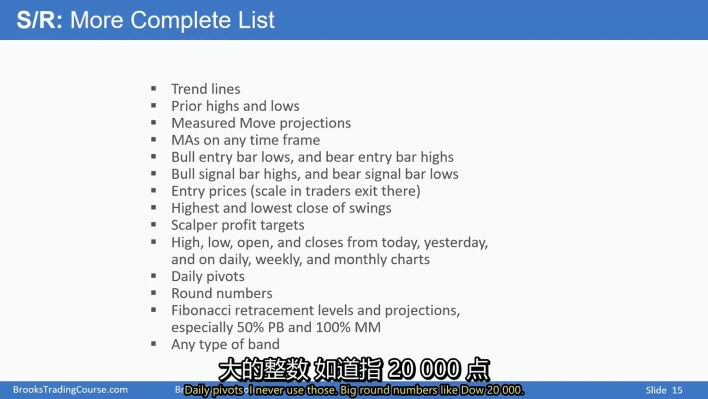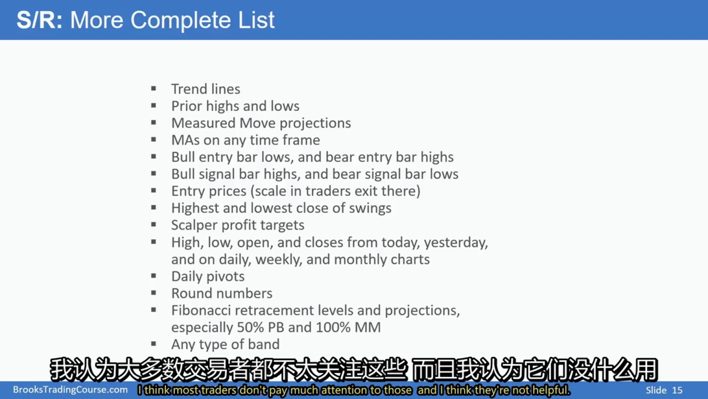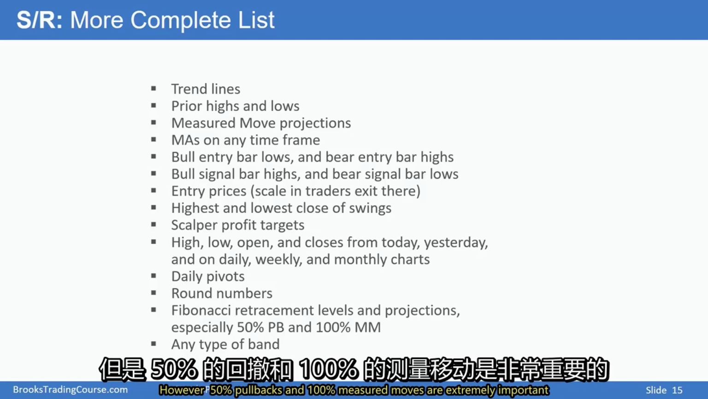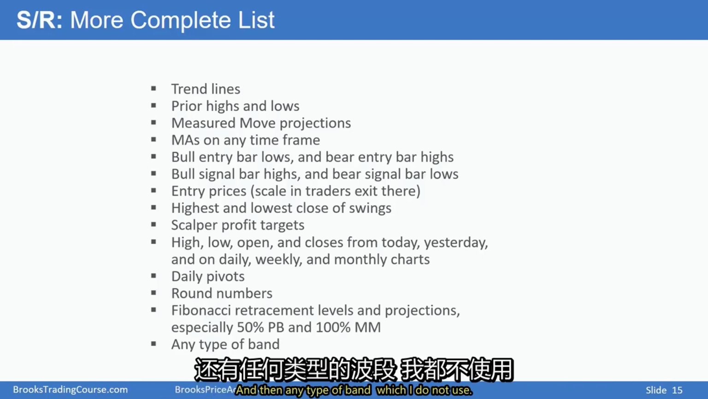Daily pivots, I never use those. Big round numbers like Dow 20,000. Fibonacci retracement levels and projections. I think most traders don't pay much attention to those, and I think they're not helpful. However, 50% pullbacks and 100% measured moves are extremely important, and you'll see them every day. And then any type of band, which I do not use.